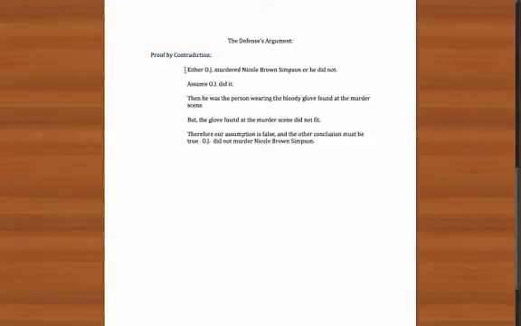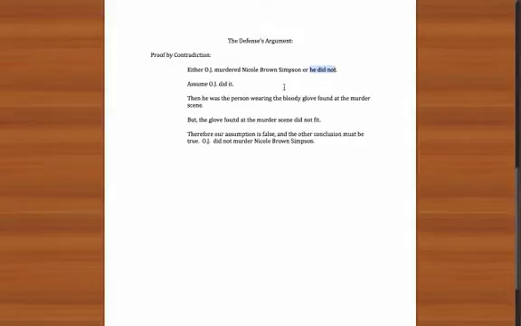The second is that you must lay out all the possible conclusions. So in this case, either O.J. murdered Nicole Brown Simpson or he did not. It's one of the two. It can't be both and it can't be neither.